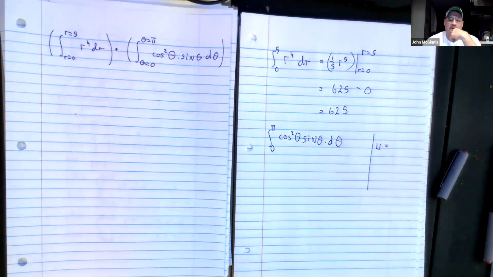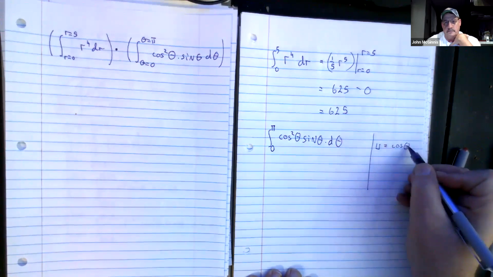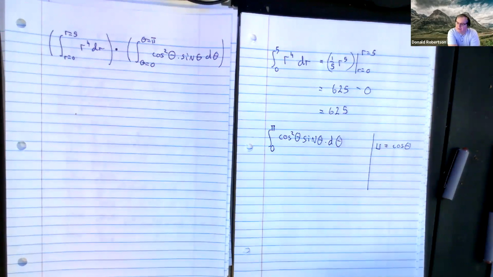Well, I think you'd want to get rid of your cos squared. So you probably want to make cosine the u-sub, right? That's the right one. Yeah, because you're going to get the derivative of that as sine. Nailed it. That's exactly what you do. And when you figure that out, that's great.